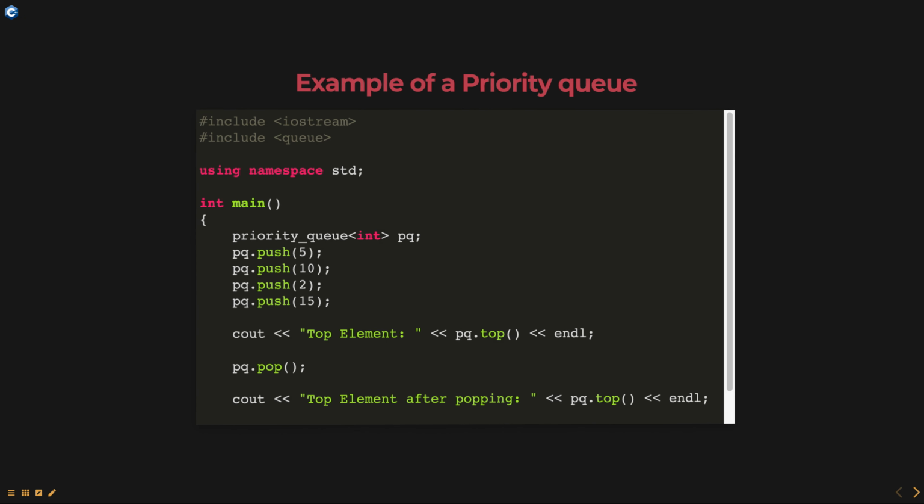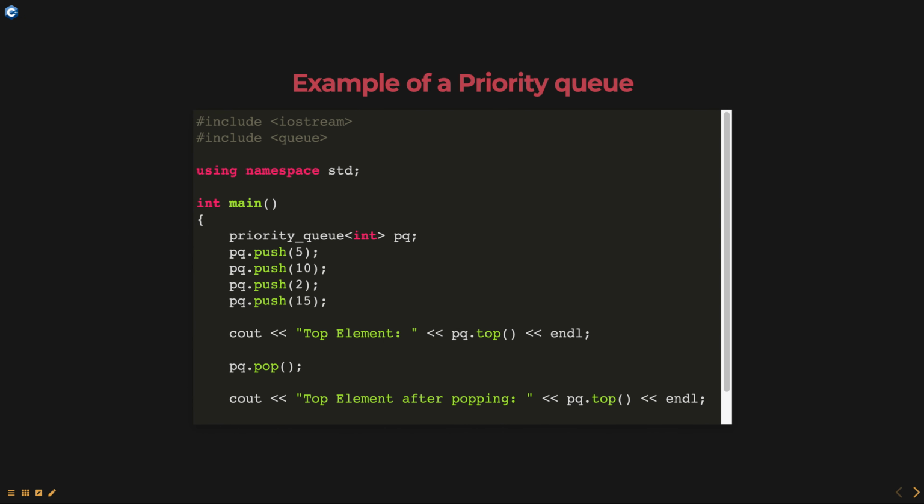Here is a simple example of priority queue implemented in C++ using a priority queue class. In this example, we first include the iostream and queue libraries. Then we create a priority queue PQ of type int.